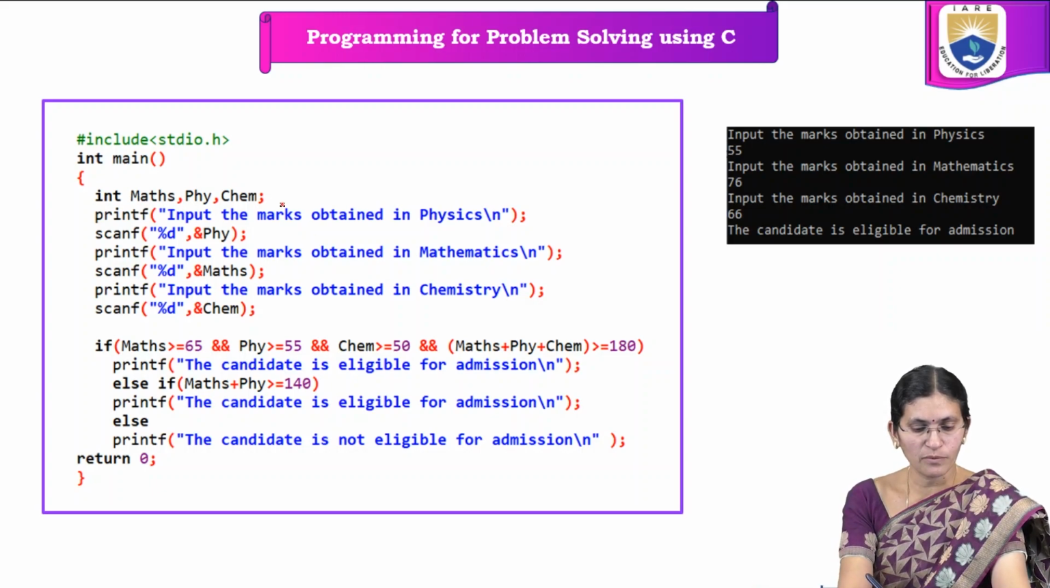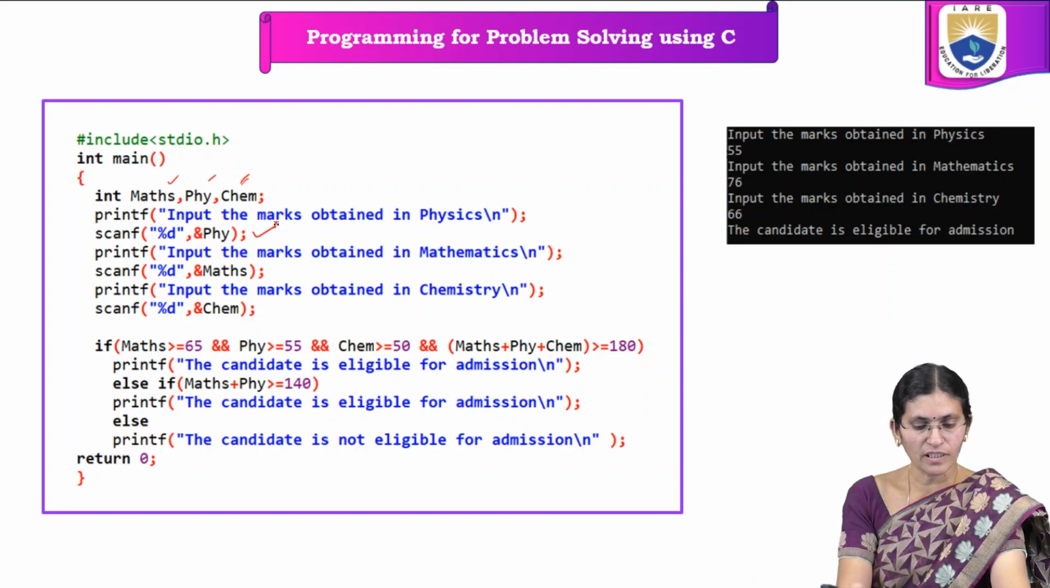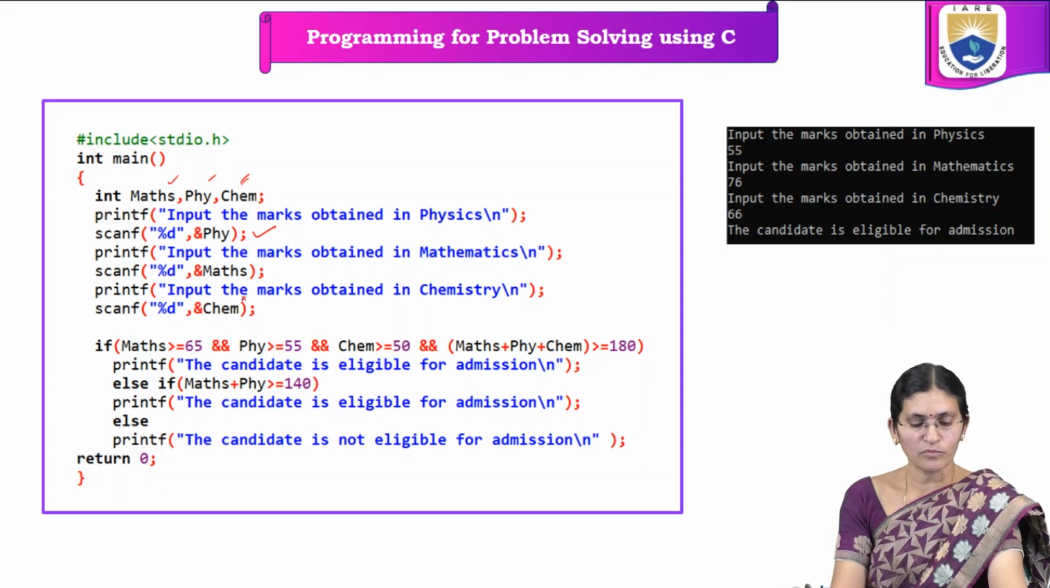We need 3 variables here in order to store the marks of maths, physics and chemistry. These are the 3 variables: maths, phy and chem. By using the scanf function, we can read the marks of physics, chemistry and maths subjects. Then this is the logic which we have written to check the eligibility condition.